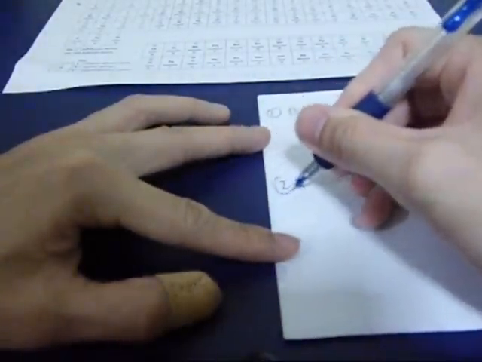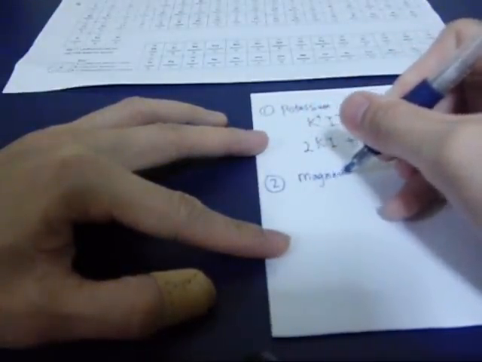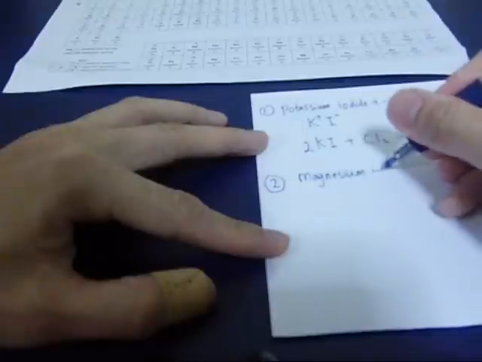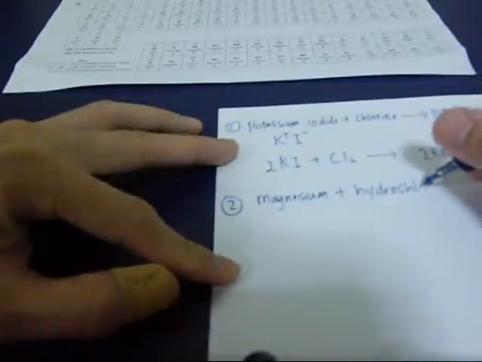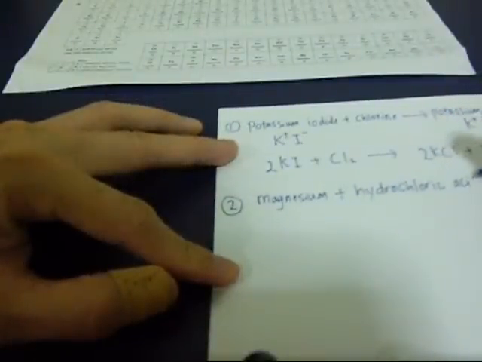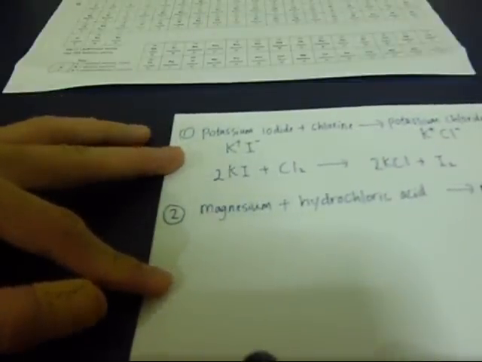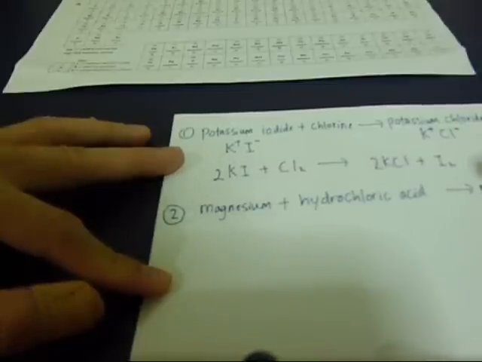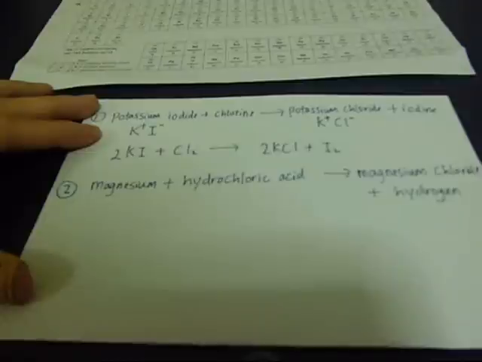Now let's look at the second example. Now the second example is magnesium plus hydrochloric acid gives you magnesium chloride plus hydrogen. Okay, so how do you write the chemical equation for this reaction?